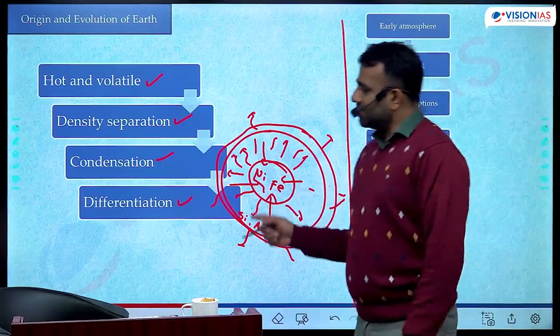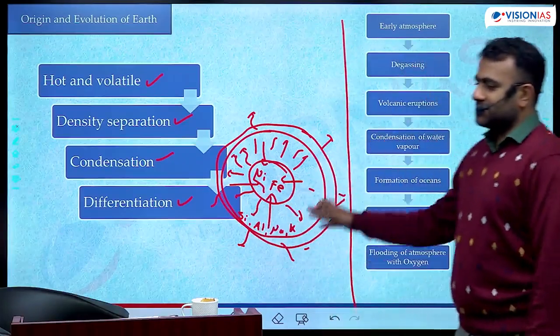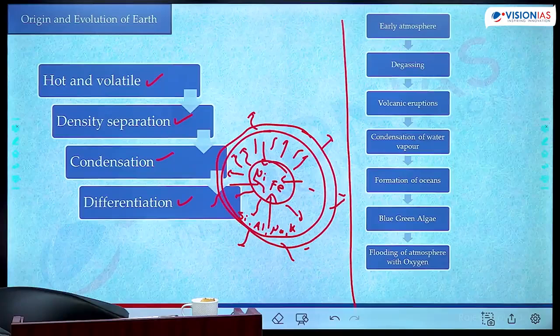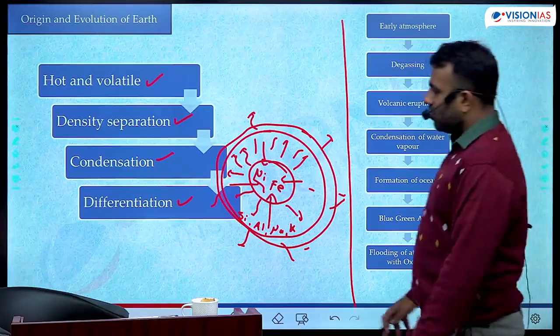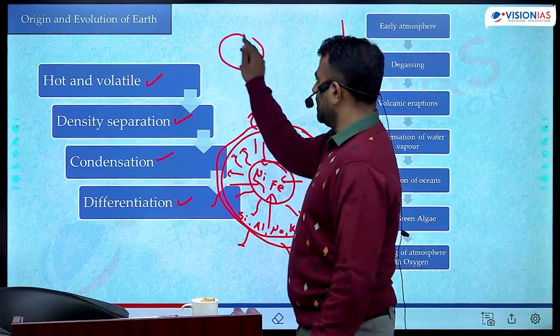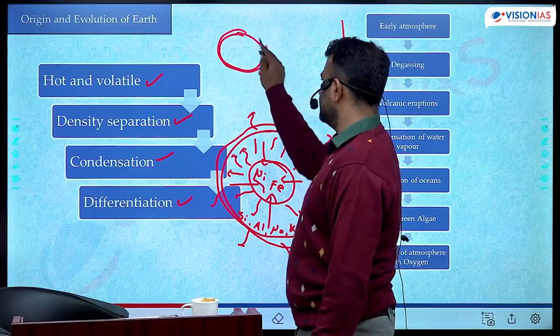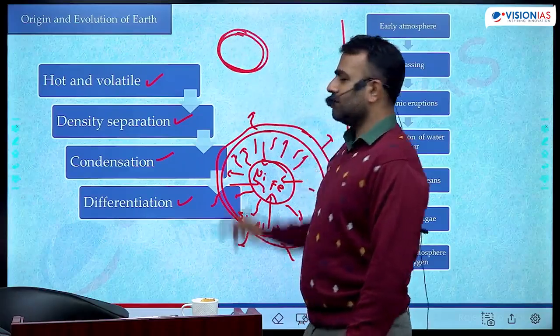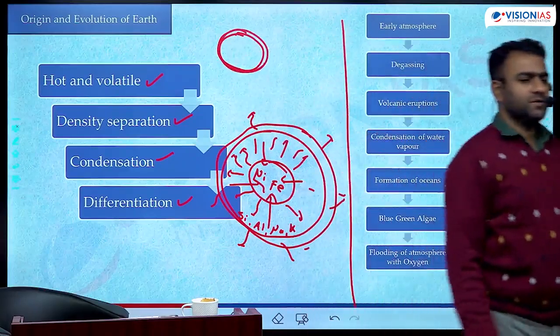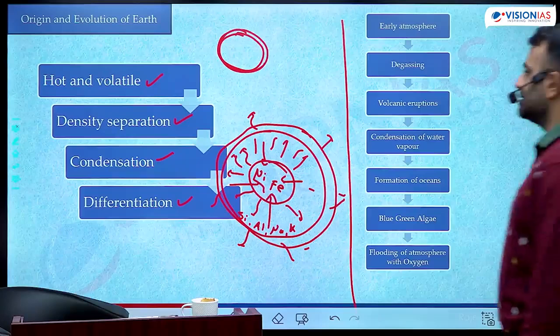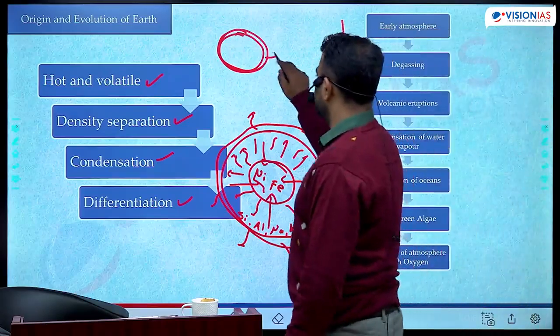When the earth had started to evolve in its interior, at the same time earth's exterior conditions were also continuously changing. When there was this hot and volatile earth, there was a very thin layer of atmosphere. इसके साथ में एक बहुत हल्का सा atmosphere था. A very thin layer of atmosphere was there. That atmosphere was called the primordial atmosphere.